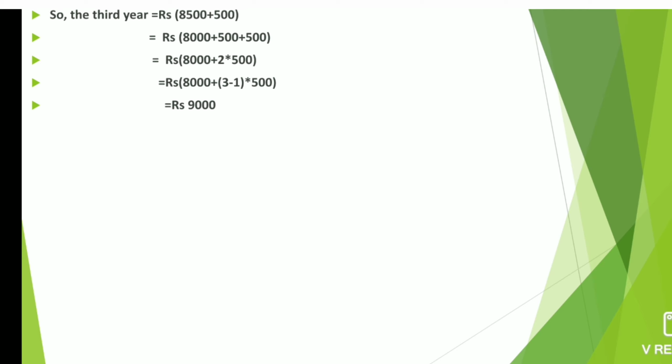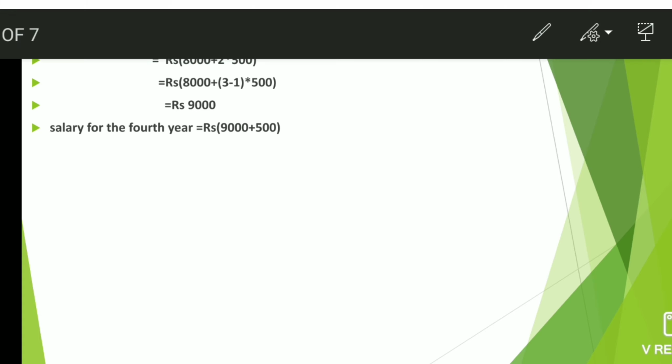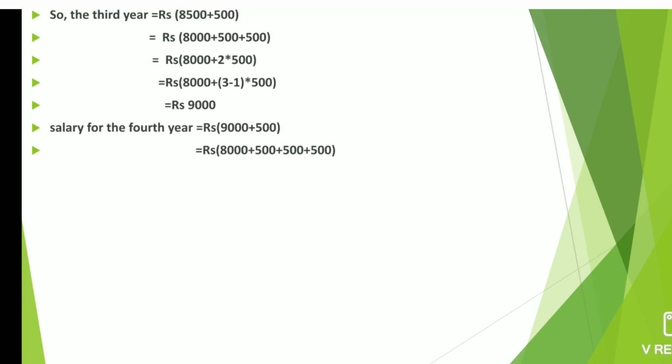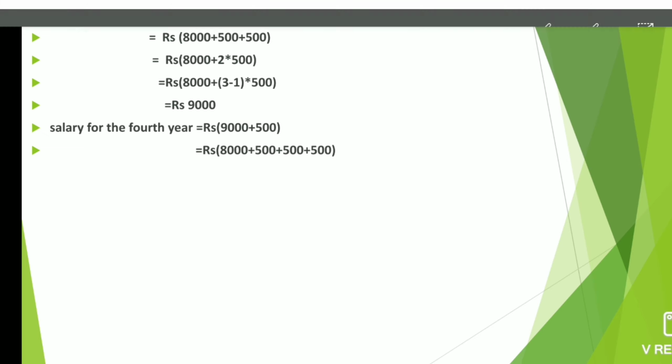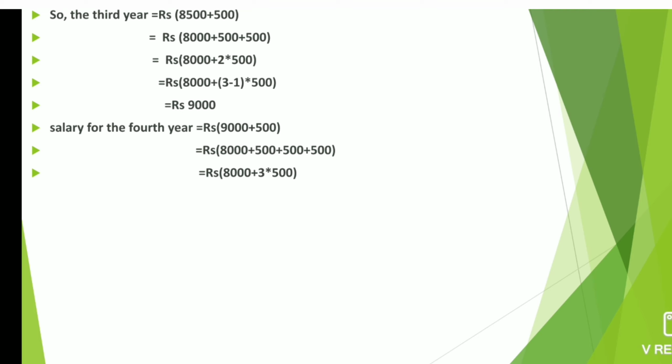So children, see the salary for the fourth year: rupees 9,000 plus 500. Next, that 9,000 can be written as 8,000 plus 500 plus 500 plus 500. So here again, 8,000 plus 3 into 500, and the 3 can be written as 4 minus 1, so 8,000 plus 4 minus 1 into 500. So anyhow we get 9,500.